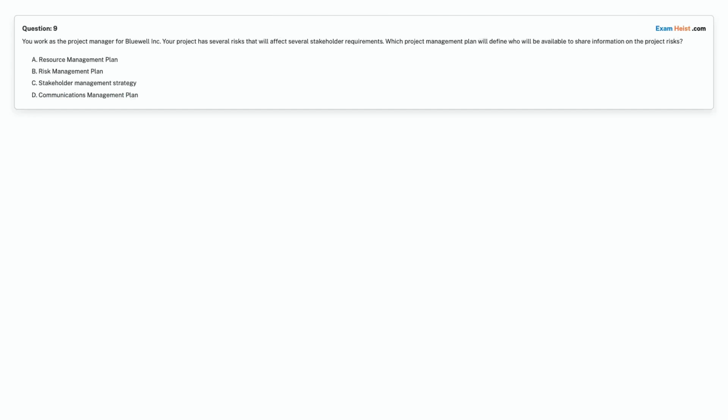Question 9. You work as the project manager for Bluewell Inc. Your project has several risks that will affect several stakeholder requirements. Which project management plan will define who will be available to share information on the project risks? Option A. Resource management plan. Option B. Risk management plan. Option C. Stakeholder management strategy. Option D. Communications management plan. Choose the correct answer.